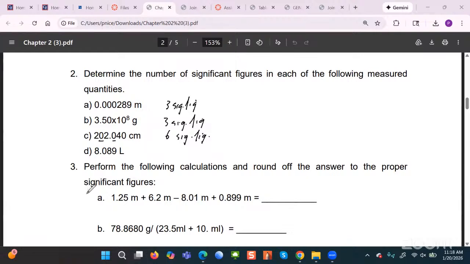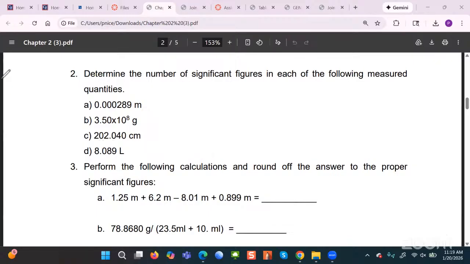Okay, and then what about D? 4 significant figures, correct? Because again, you have a 0 that is sandwiched between non-zero digits. All right, very good. So let's clear this and move on to number 3.